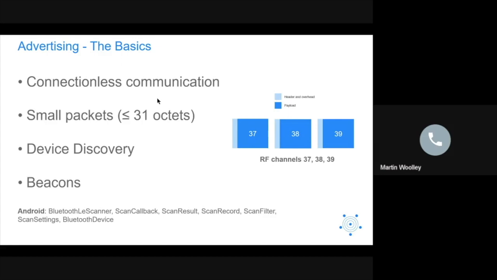But when we're advertising and doing connectionless communication, we're only using, by default, channels 37, 38, and 39, one at a time. That's how that works. So in busy environments where there's lots of devices advertising, this can start to be an area for some congestion to appear. Everyone's using those channels.